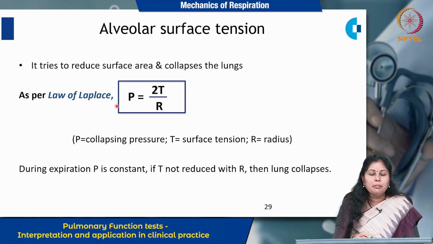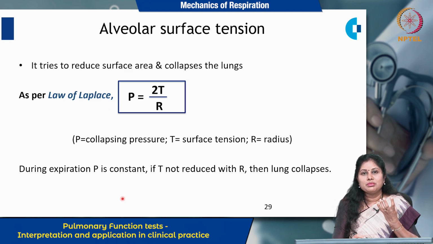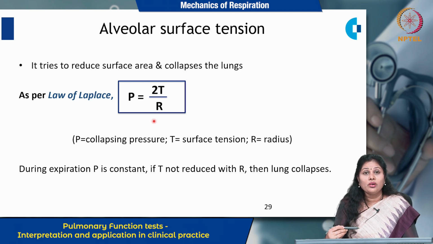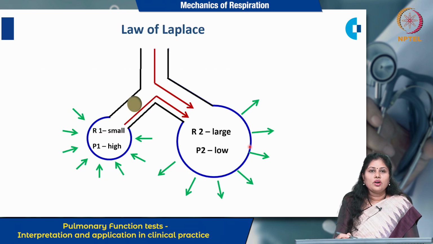So what happens during expiration? The alveoli become deflated and smaller. If the tension is not reduced, what will happen? It will close completely. That causes complete closure of the alveoli and lung collapse. Then what will happen to the effort for the next inflation cycle? It becomes very difficult to open up the completely closed alveoli. So that is the effect of surface tension.